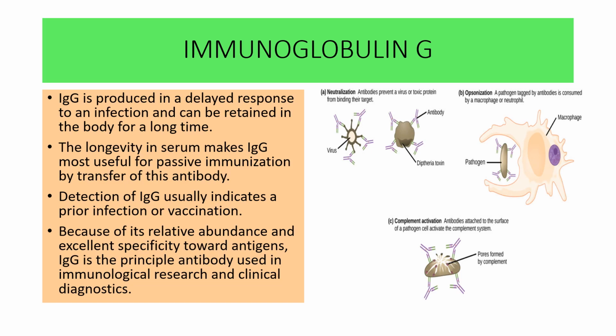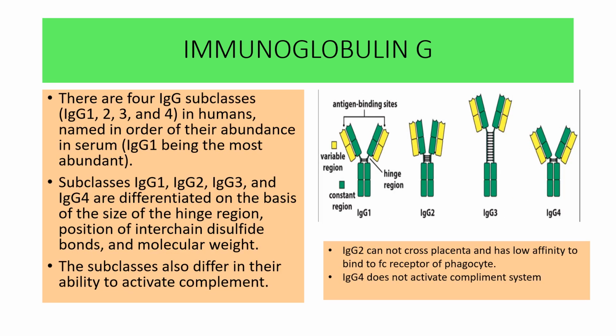There are four types of IgG subclasses in humans: IgG1, IgG2, IgG3 and IgG4, named mainly based on the order of their abundance in the serum. That is, IgG1 is most abundant. These subclasses are differentiated on the basis of the size of the hinge region, with IgG3 having the longest hinge region, as well as the position of interchain disulfide bonds and molecular weight.